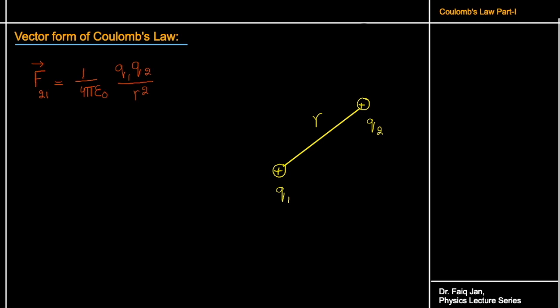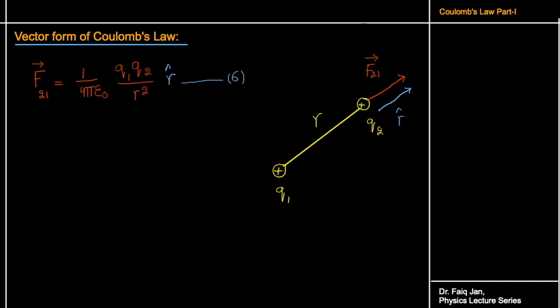As we stated the convention, we will put the tail of F21 on Q2 as we consider Q1 as a reference charged particle. So r unit vector will be radially away from Q1. So the direction of F21 will be r unit vector. This is equation number 6.